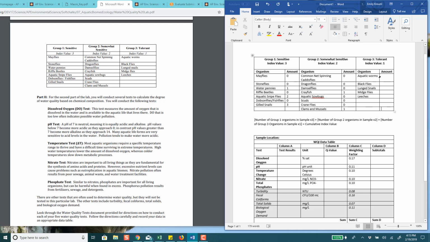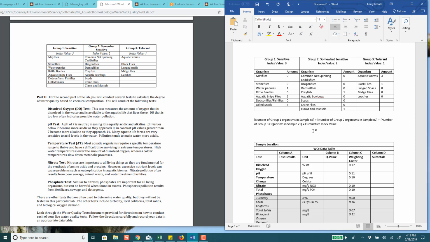So let's put these numbers in for the different types of organisms, and then we're going to do some calculations. So now that you've got your numbers, you're going to use this formula, which takes the number of group one organisms and multiply them by three, and the number of group two and multiply by two, and the number of group three and multiply them by one. Okay, in order to get your answer.